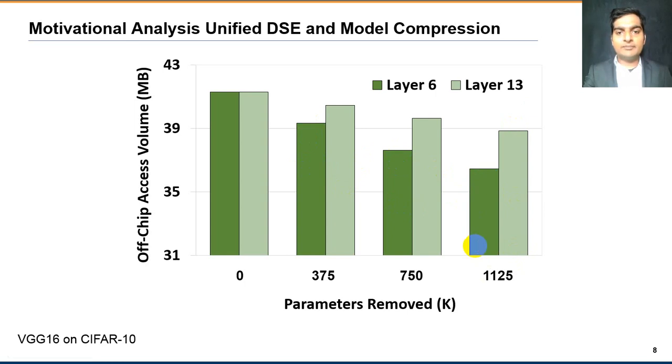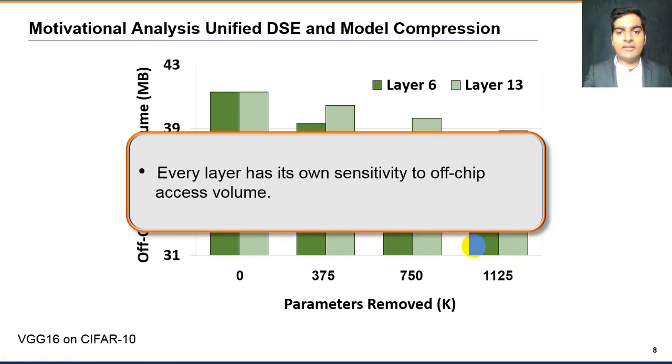We have observed that even the same amount of parameters removed from different layers can result in different off-chip access volume. Consequently, provided a pruning ratio goal, distributing the pruning budget across the network layers while aiming for low off-chip access volume is a challenging task.